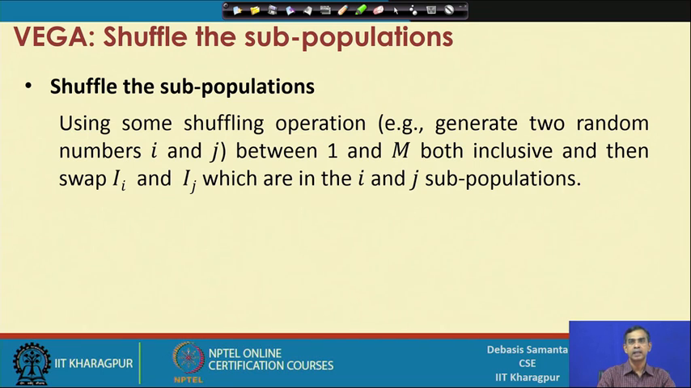For example, we first generate any two random numbers, say i and j, between 1 and m. Then swap the solution i and solution j, which are there in the ith and jth subpopulation. So, we have to select any two solutions at random which belong to any two subpopulations and then shuffle them, and this shuffling can be repeated some p times, where p is decided by the programmer. P may be 10, p may be 5, that means how much mixing of the solutions you want to have. So, this is the idea about shuffling. Once the shuffling is done, then our mating pool is created.